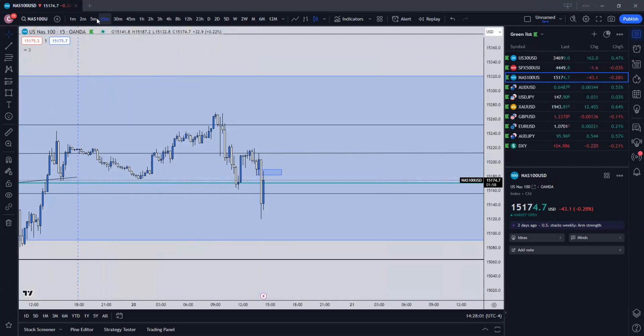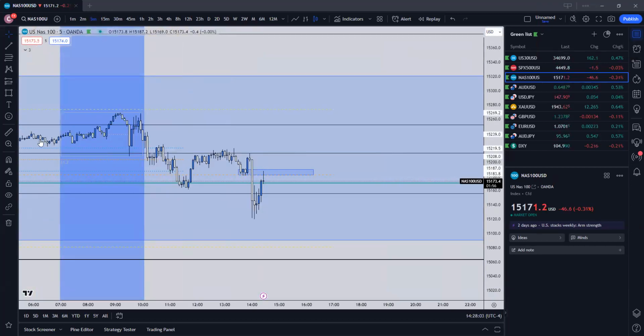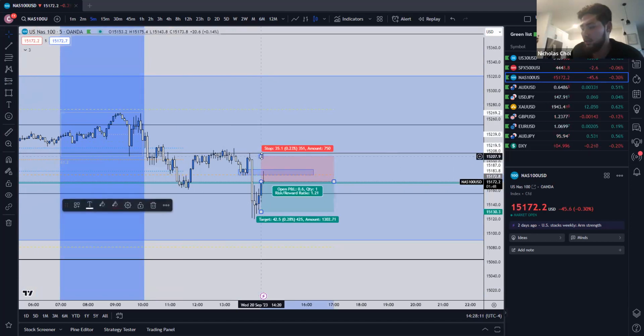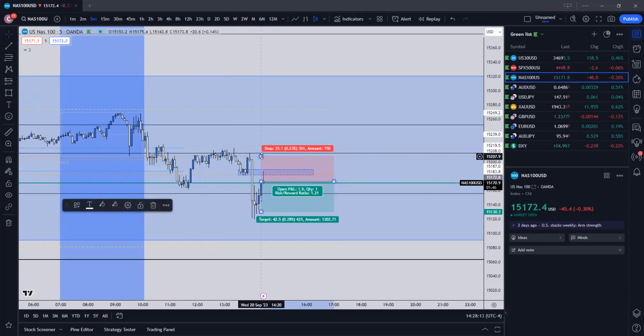Yeah, I'm watching the same thing. I'm thinking short too. I'm gonna just do it. So it's looking like this. Okay. Is that the breaker and the order block that you were referring to?